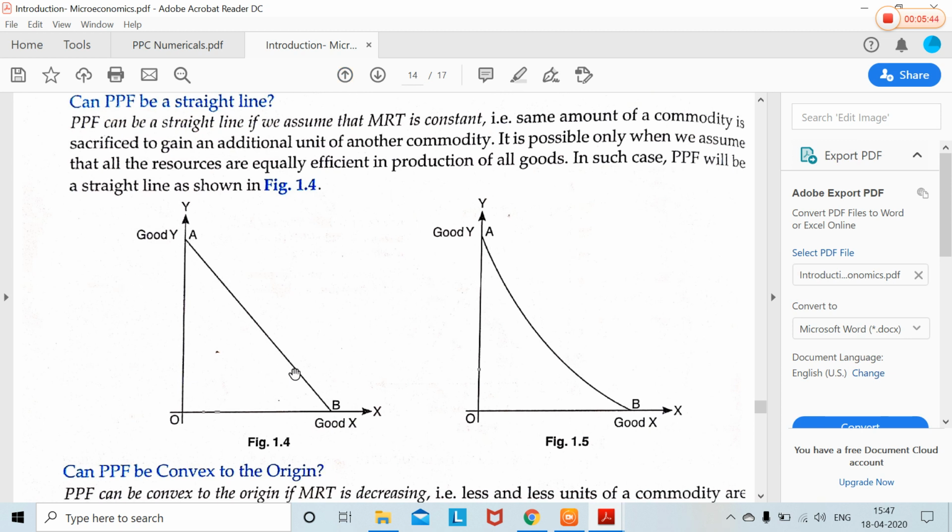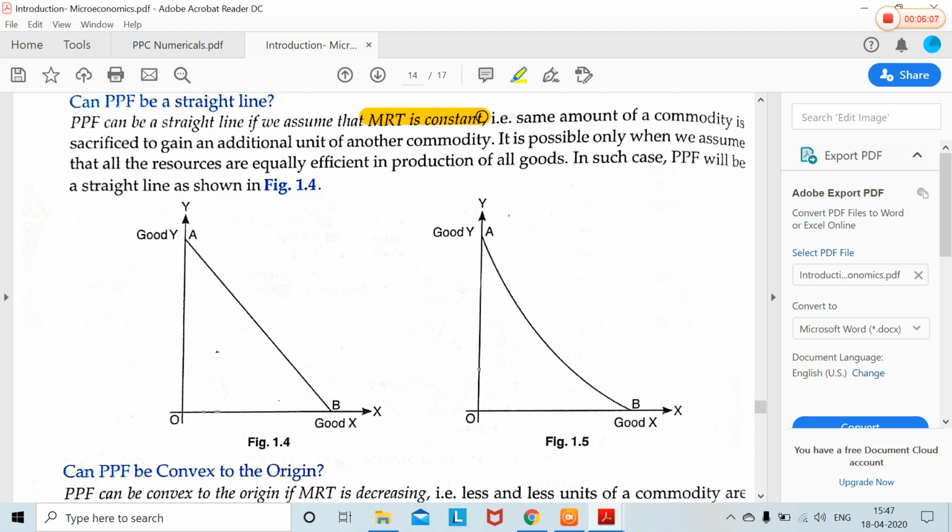It will turn out to be a straight line only if MRT is constant. So actually in reality MRT is not constant. In reality MRT is increasing. MRT is how many units of good Y you are losing to produce one more unit of good X, and that is always increasing. We are losing more and more units every time.